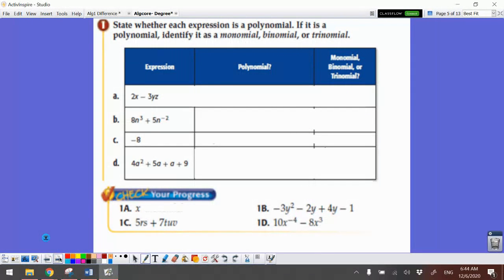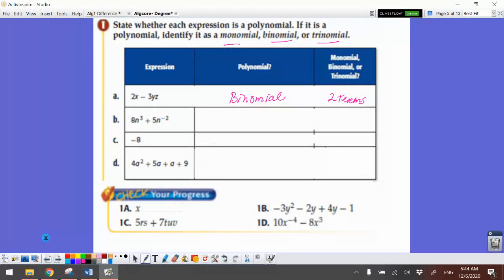Okay, so we're going to label these in terms of, are they monomials, binomials, trinomials, or polynomial, okay? So 2x minus 3yz. How many terms do we see? Yeah, there's two terms, okay? Because of that, it's a binomial. All right, let's look at the next one.